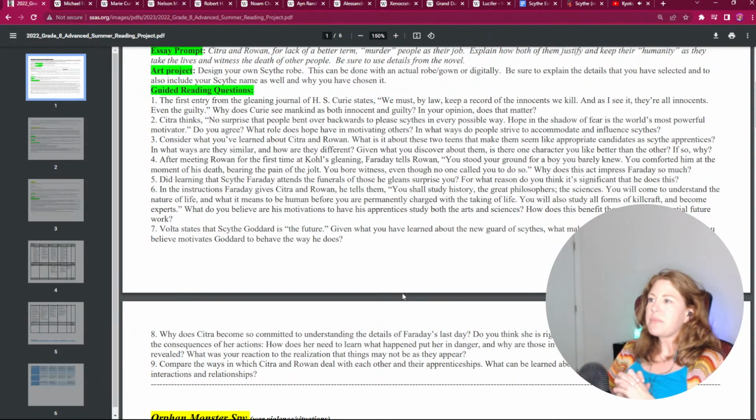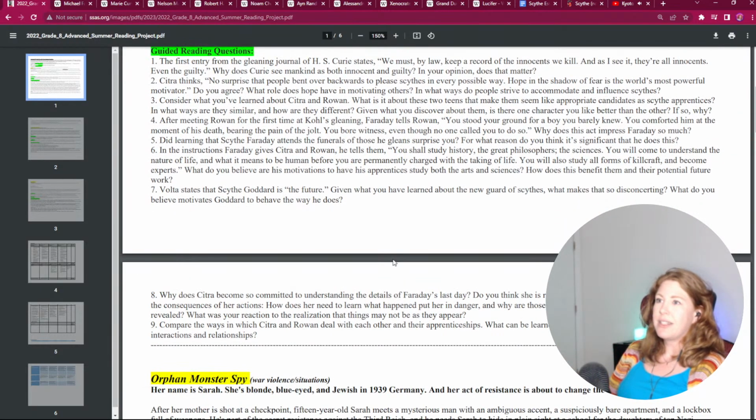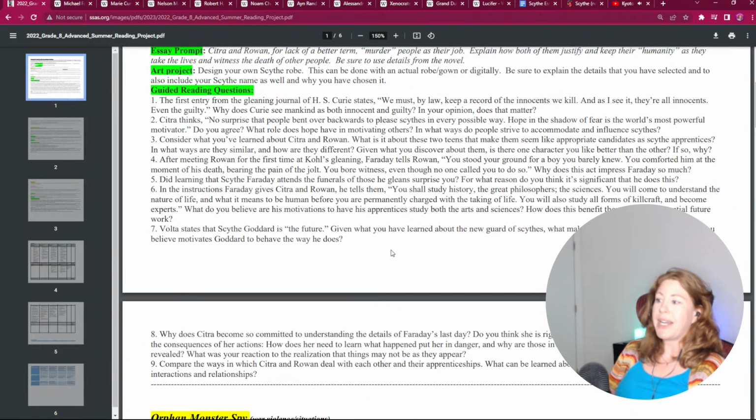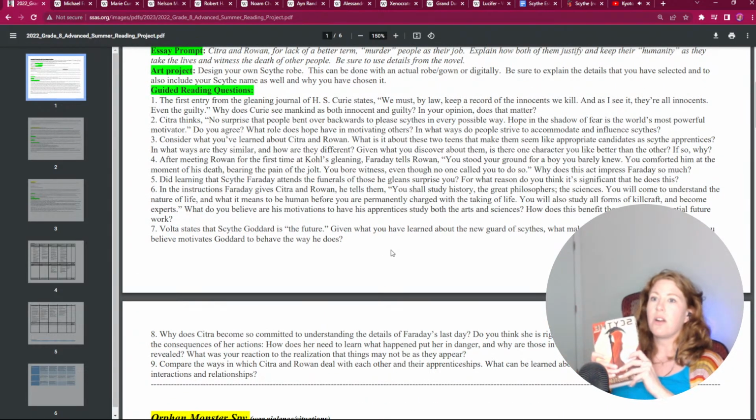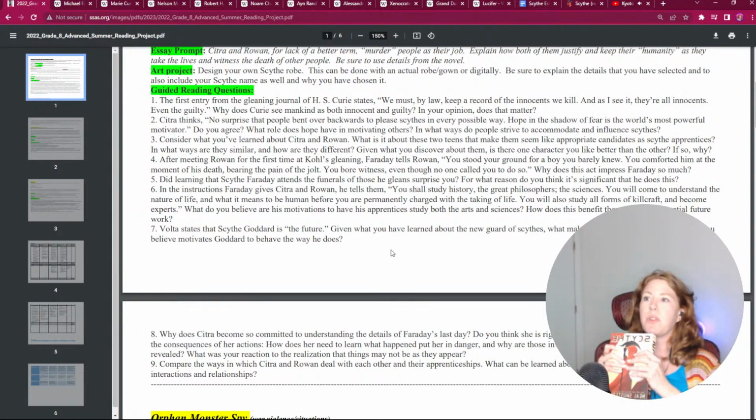Okay, so the first entry from the Gleaning Journal of H.S. Curie states, "We must, by law, keep a record of the innocents we kill. As I see it, they're all innocents, even the guilty." Why does Curie see mankind as both innocent and guilty? In your opinion, does that matter?